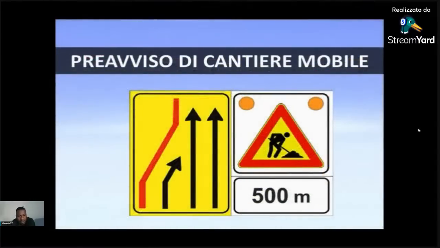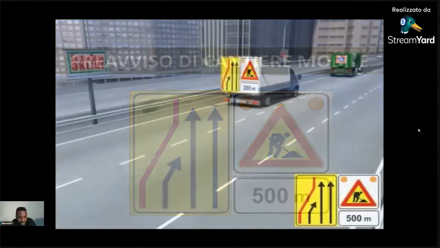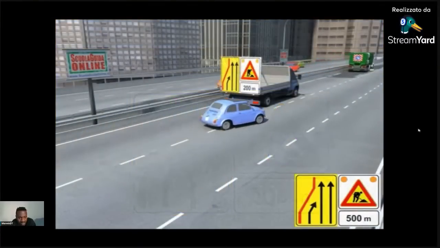Preavviso di cantiere mobile. So it's alerting us of this sign, which can be positioned on a vehicle, behind a vehicle, which is being used to work on the road. That the left lane closes. The only available lanes are the one in the middle and the one on the right side. And the road whereby they are working on the road is long, 500 meters. Okay, 500 meters.